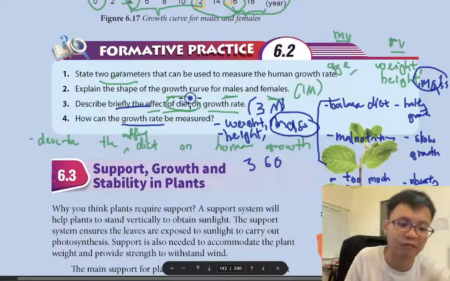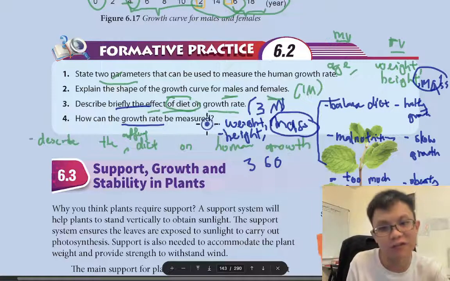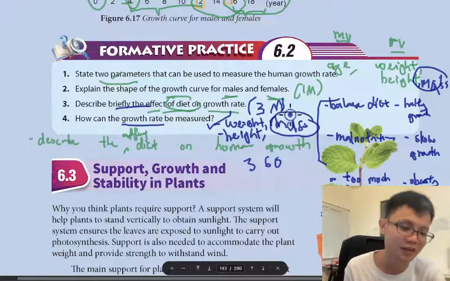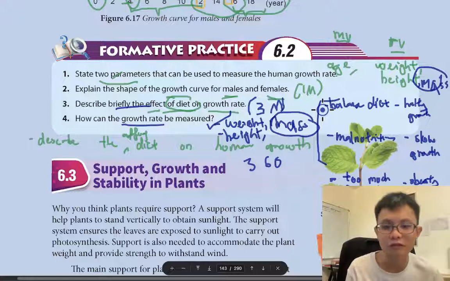But if the student writes weight, I think most teachers will accept weight also, assuming it's on earth. Who wants to go to the moon anyway?